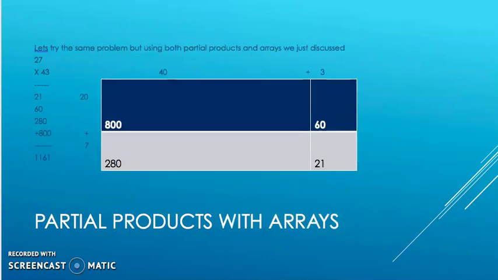Now, we're going to try the same problem, but we're going to use our third method, which is the partial products algorithm with arrays. So, we know how to do arrays, and we know how to do partial products. So now we're going to mix them together, and hopefully get an answer of 1,161, just like we did in the last problem. But unlike the first array, where we only split up one number for the partial products array model, we'll be splitting both of the numbers up.